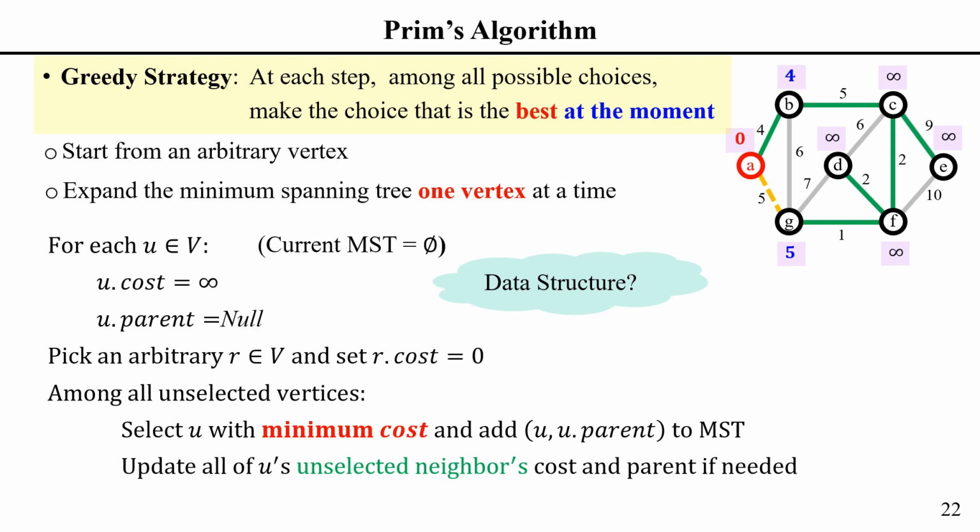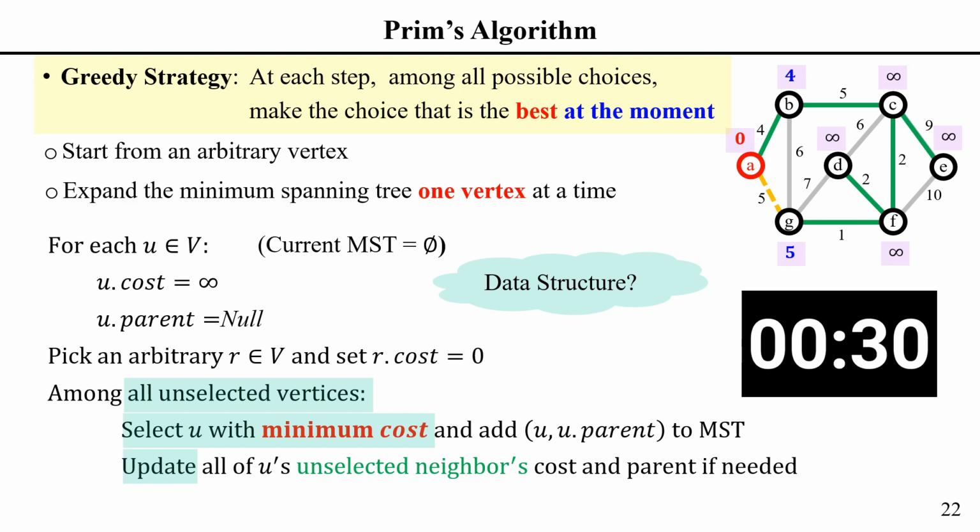Now comes your third test in today's class. Which data structures can we use to achieve such a greedy strategy? The hints are we need to keep track of all the unselected vertices, and among them, we need to pick the one with the minimum cost. And we need to regularly update the cost and parents of its neighbors. Among all the data structures you have learned, which data structures can support such operations efficiently? Now you have 30 seconds to think about that. Let's go.